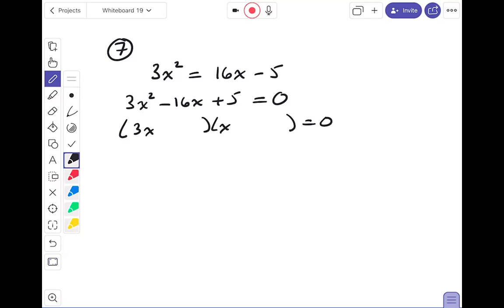And it looks like 5 and 1. And it looks like minus, minus. Let's see if that works. 3x squared minus 15x minus 1x is minus 16x. And you do get plus 5.